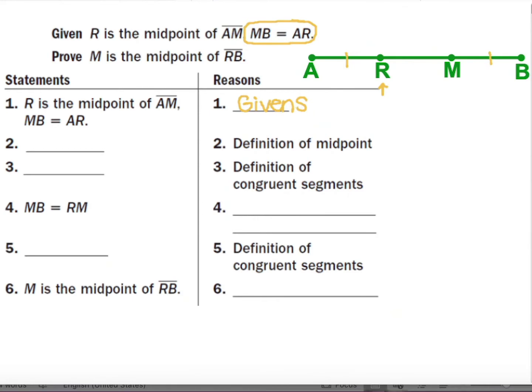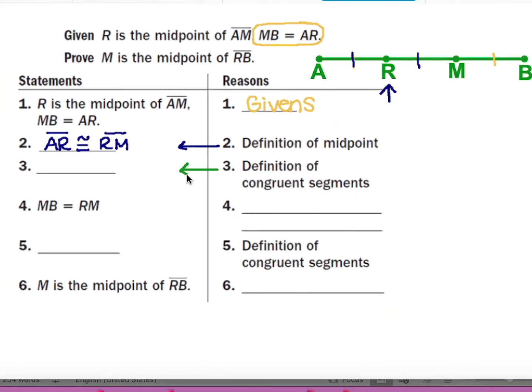Now let's think about what it means to be a midpoint. What does it mean for R to be the midpoint of segment AM? And hopefully you remember, I can't resist. Whenever I see a midpoint, I just have to go tick, tick. I know that if R is right in the middle, that those 2 parts are congruent. So that's the statement that goes next to definition of a midpoint. Segment AR is congruent to segment RM.